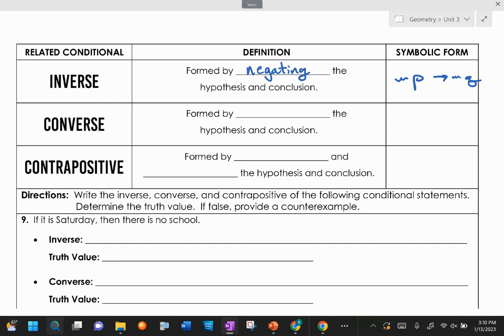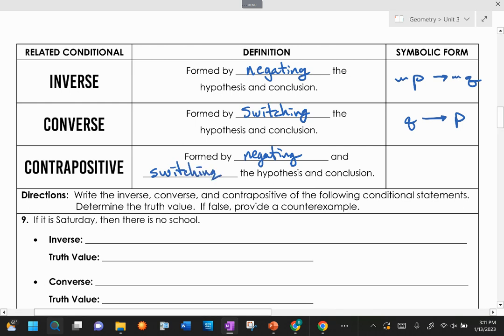So that's the inverse. The converse is formed by switching, which we've already been talking about, which is if Q, then P. And the contrapositive is formed by negating and switching the hypothesis and the conclusion. So symbolically, that would be: if not Q, then not P.